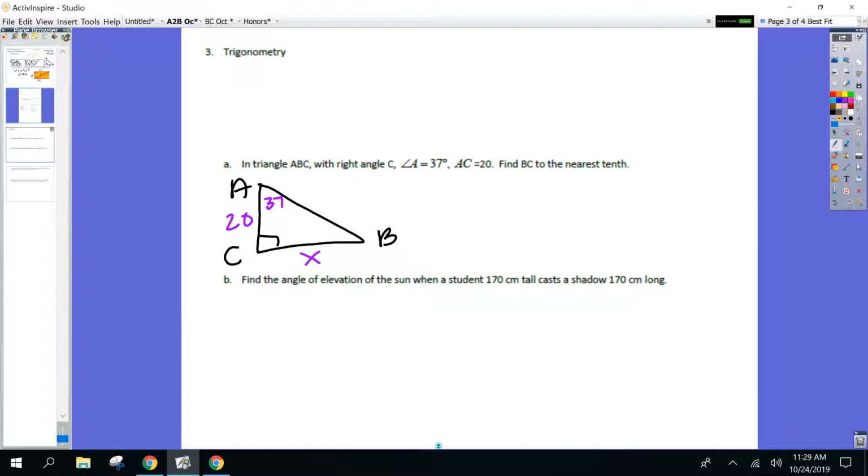Is this a special triangle we just talked about? Okay, so we're stuck, right? Everyone agree? I can't use anything we've used in class so far. So that's with the third and final thing we could use on a right triangle.